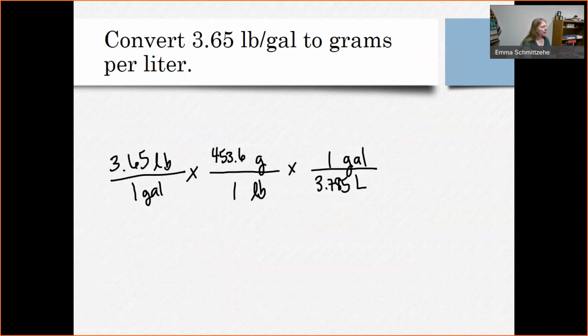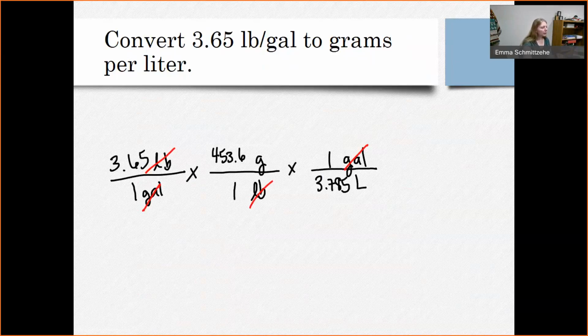Now we can look at our units and make sure we actually have it set up right. Really, you should look at that probably before you even write the numbers. So the pounds cancel, the gallons cancel, right? And we're left with grams per liter. Great.